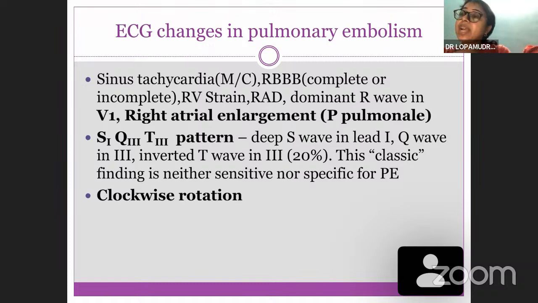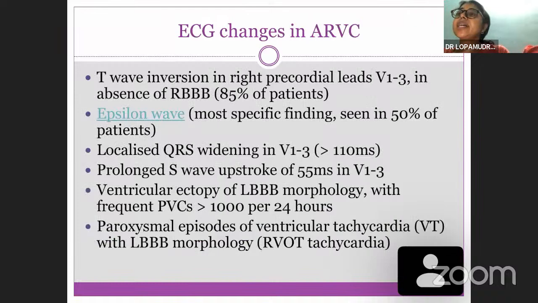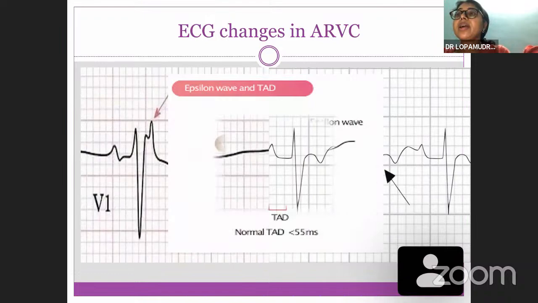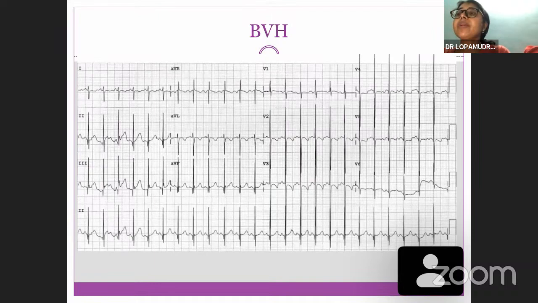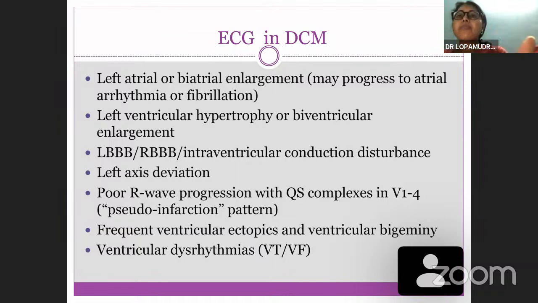And ARVC has already been discussed. Though it is a congenital cardiomyopathy, it presents in the adolescent and adult age group, so it presents like acquired heart disease. Similarly, biventricular hypertrophy we can see in some cases. DCM and other myocarditis mainly present with atrial and ventricular enlargement. Some hypertrophy may also be present.